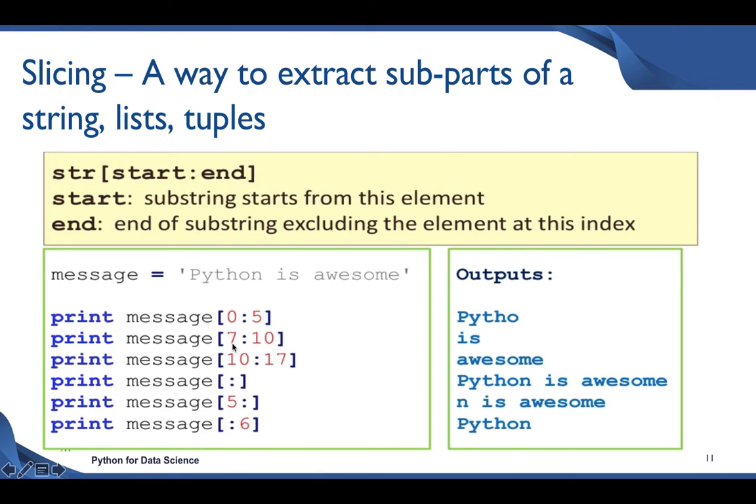And we want to access elements from 7 up till 10. The element at position 10 is not included, so up till 9 is there. If I don't specify anything, the whole string is printed. If I don't specify the end part, it will start from the 5th element and go up till the end. And if I don't specify the start index, it will start from the 0 position.